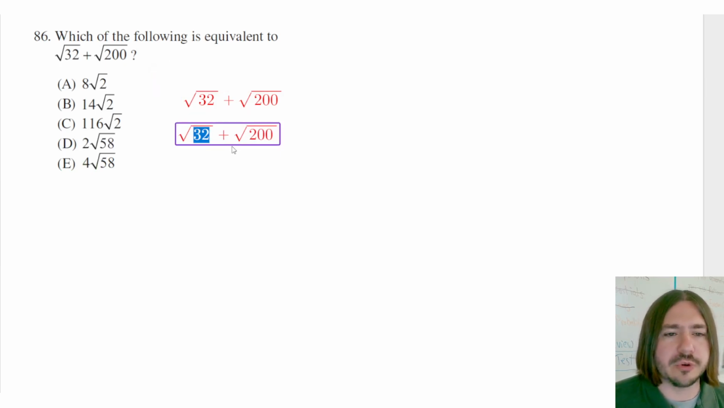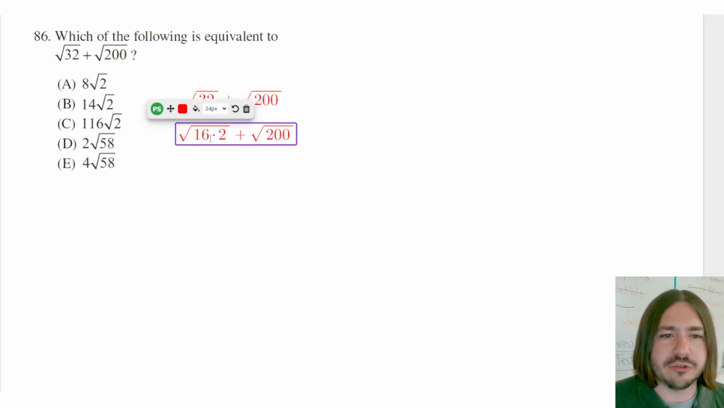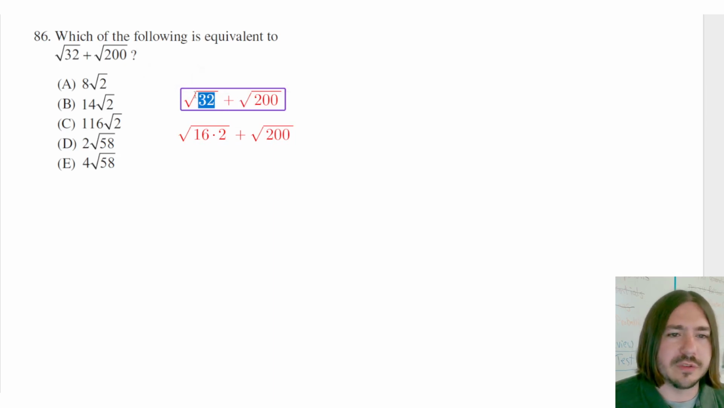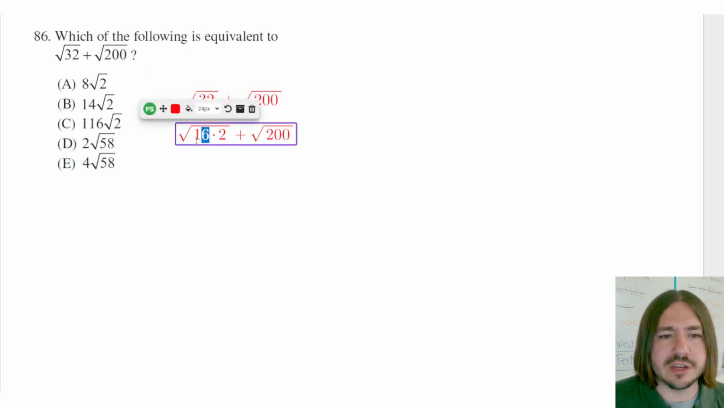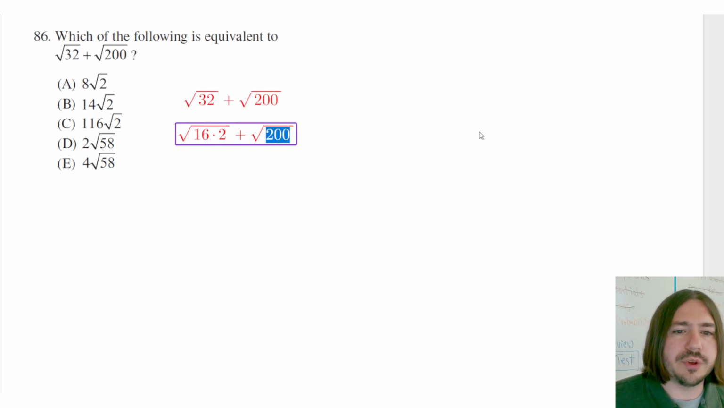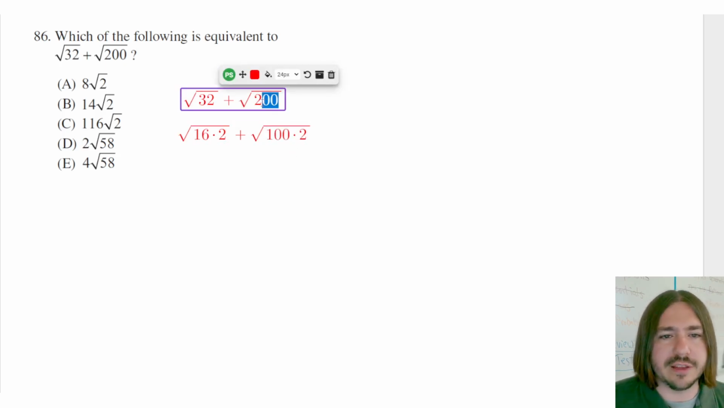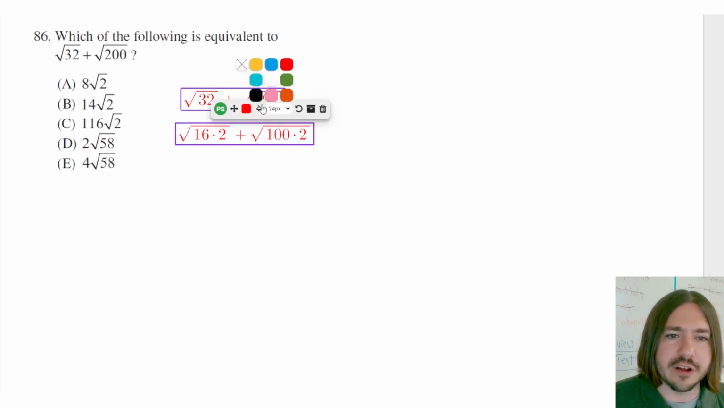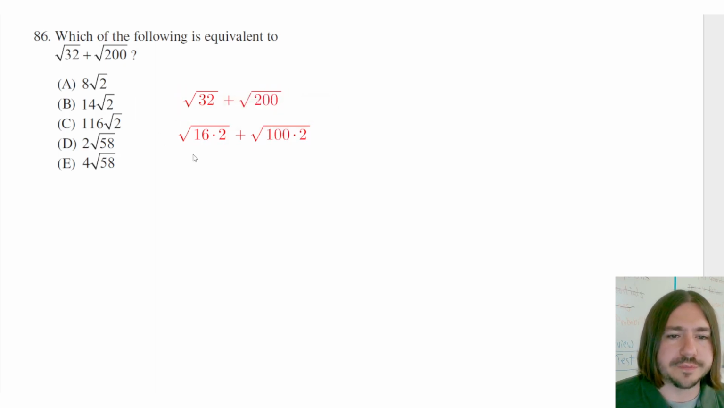So like 32, I could rewrite that as 16 times 2. And I'm picking this combination strategically. This is also 8 times 4, a couple different ways we could write this. But 16 is going to be the largest perfect square that is a factor of 32. 200, we could rewrite as 100 times 2. Like I said, you could write this as 50 times 4 or 10 times 20, but none of those are the largest perfect square factor of the number under the radical.